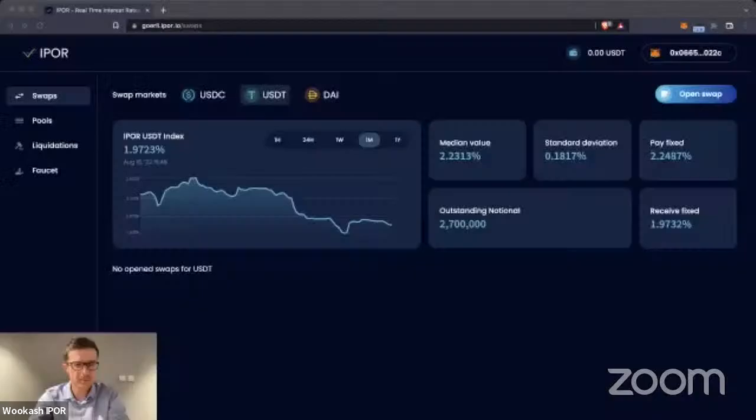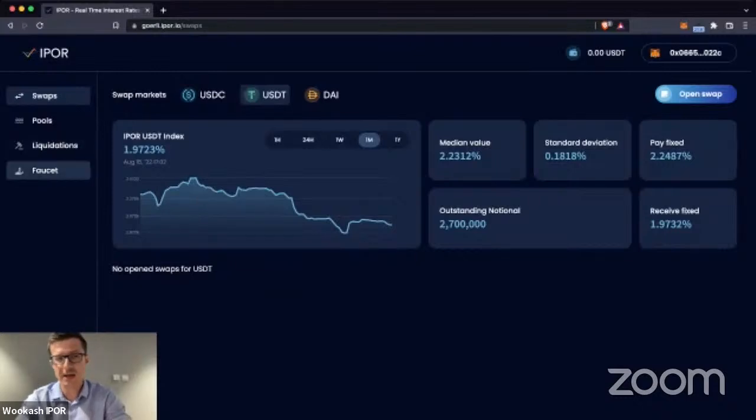Today we'll be using Goerli. Let me switch my video. We'll be using Goerli, and it's going to be pretty much the same as the mainnet with a couple of little changes. Namely, there will be no faucet and no liquidations tab, so we work with pools and swaps. So let's go ahead and do the liquidity provisioning.